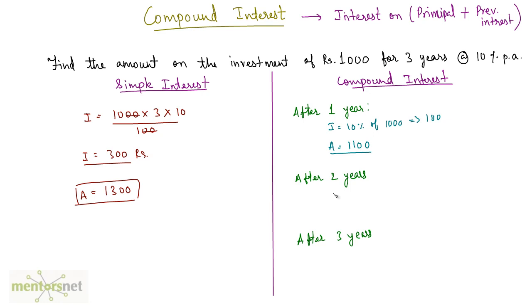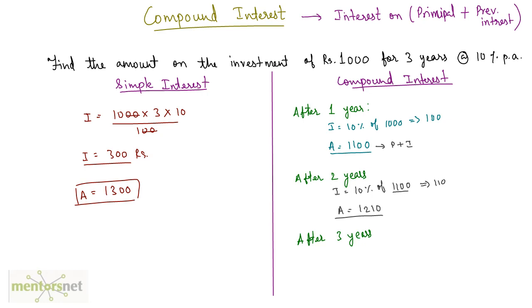Now for the second year, the interest will be calculated on the principal plus previous year's interest. Now this is basically principal plus previous year's interest, the amount. So we have interest is equal to again 10% of the amount obtained in the previous year. So that's 10% of 1100, and that's 110. So the amount will be principal plus this interest. So this is the principal, 1100 plus 110, and that's 1210. So this is the amount for the second year.